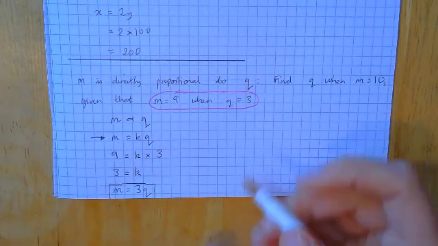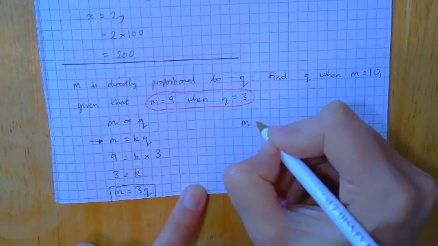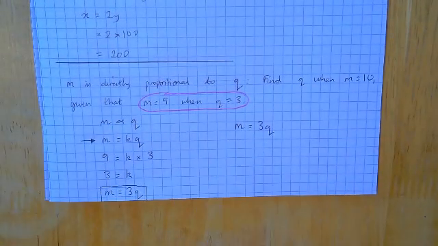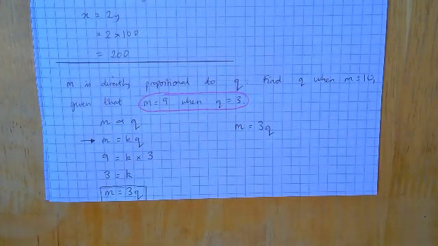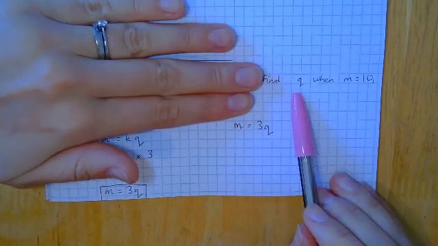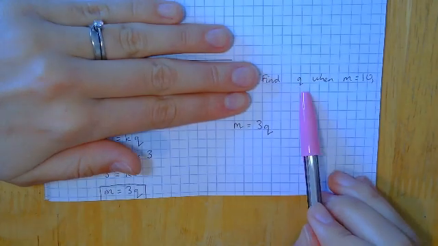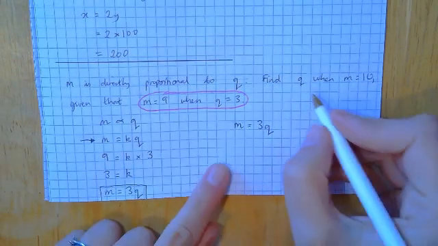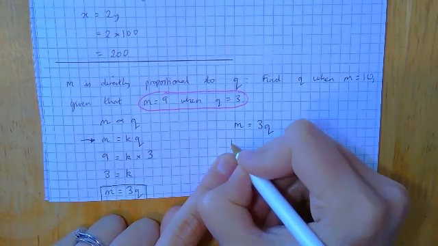Right, now I go to this bit. Find q when m equals 10. Right, I'm going to use my equation now. I don't care at all about the stuff in the pink circle anymore. That has served its purpose. That enabled me to find k, which enabled me to make my equation. And now I don't care about any of that. This is all that is important now. I'm finding q when m equals 10.